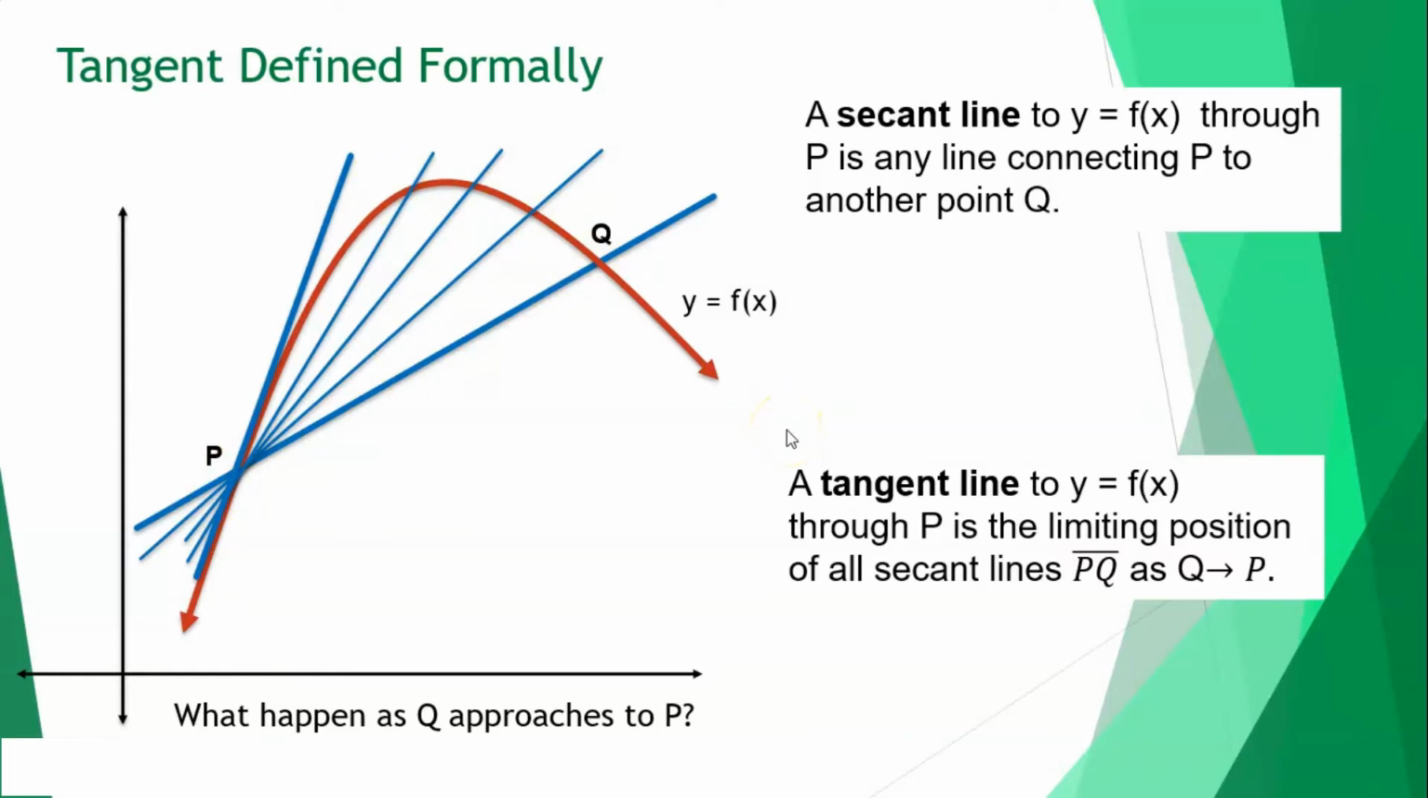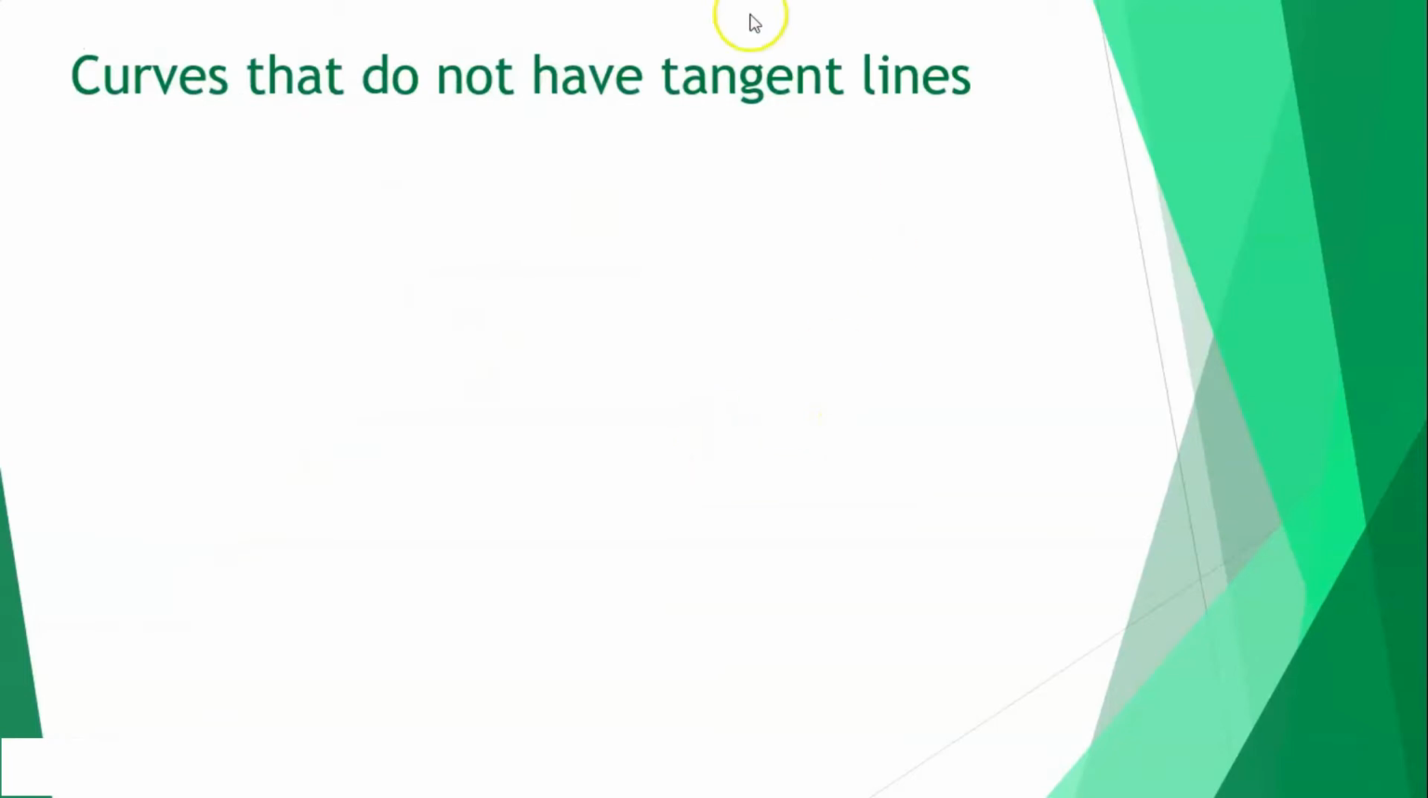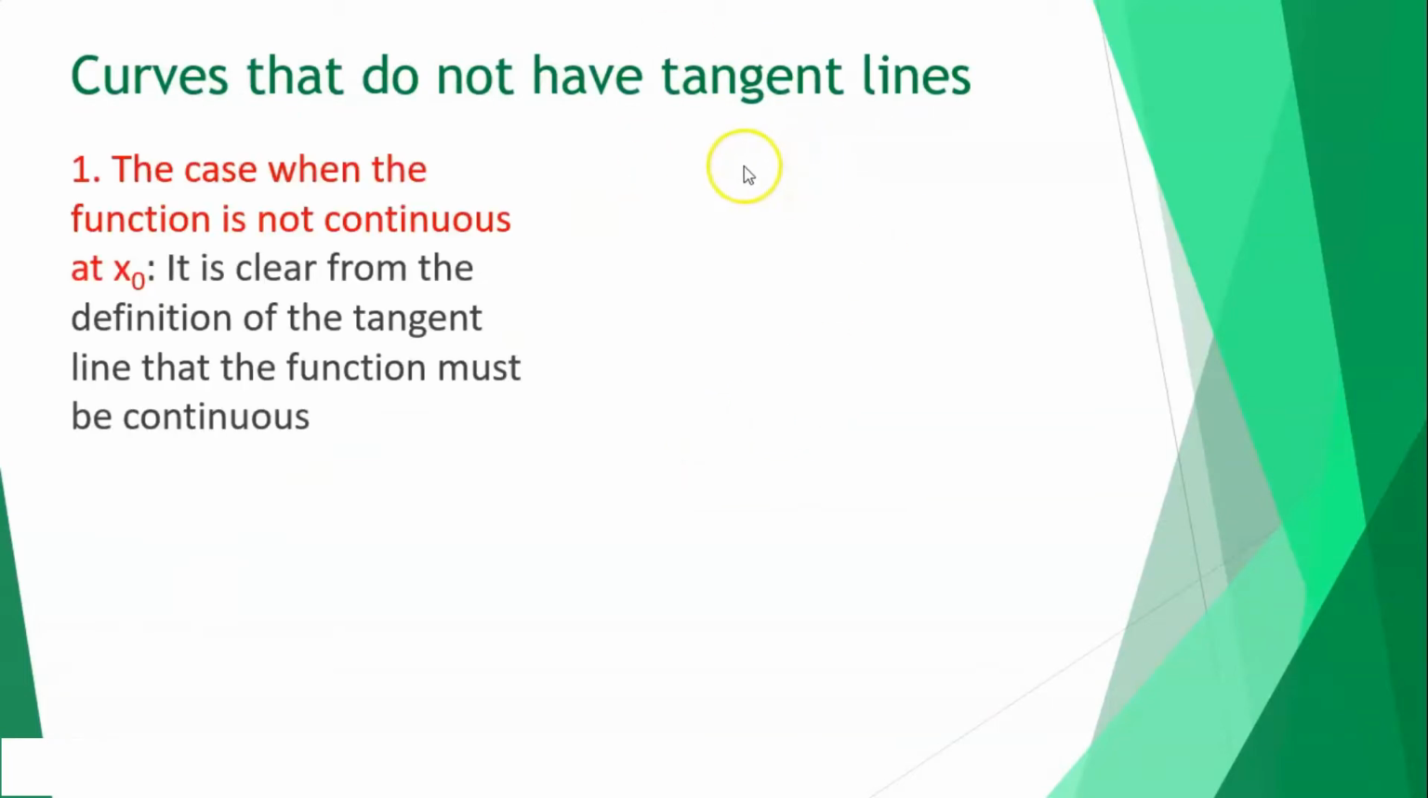It's the limiting position. Now, there are curves that do not have tangent lines. Number one, the case when the function is not continuous at a certain point. So, if it is not continuous, eventually you cannot get its derivative or the slope of the tangent line.